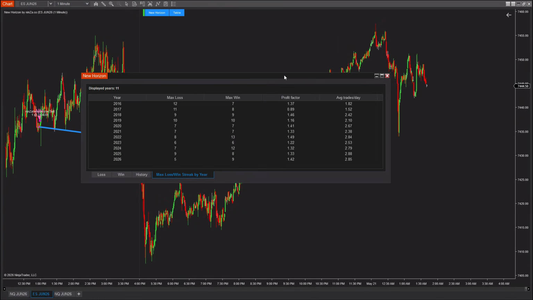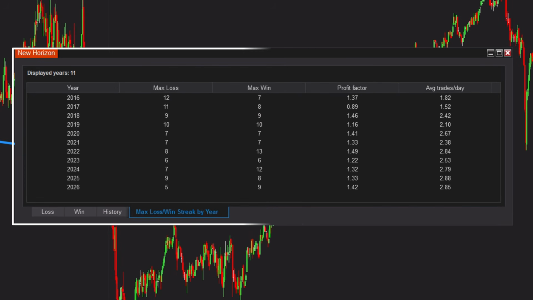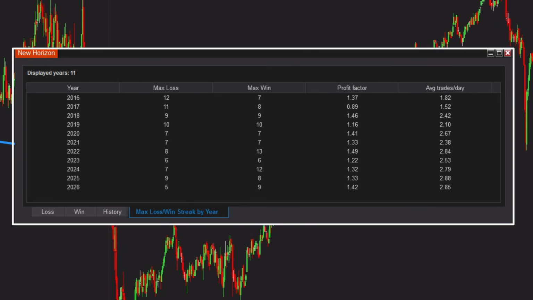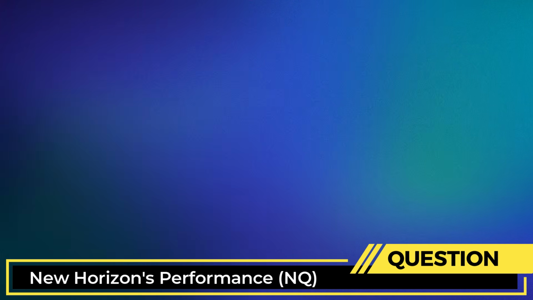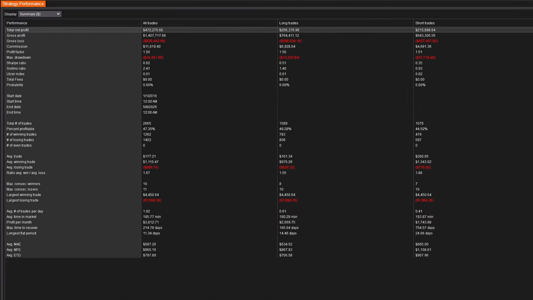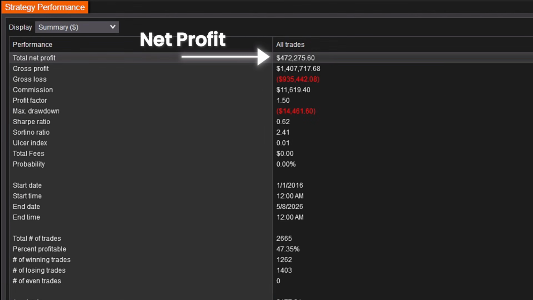And here's the profit factor performance over the past 10 years. As you can see, aside from 2017, which was not the strongest year for the strategy, every other year maintained a good to very strong profit factor. After 10 years of operation, this system has delivered an impressive net profit of $472,000.